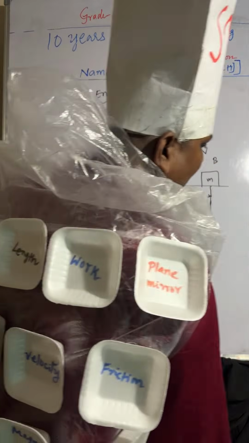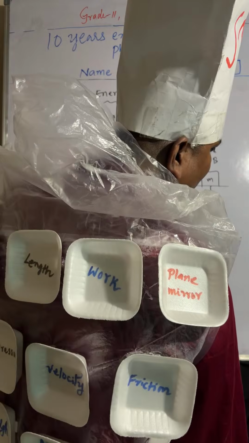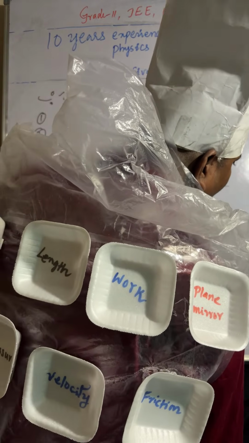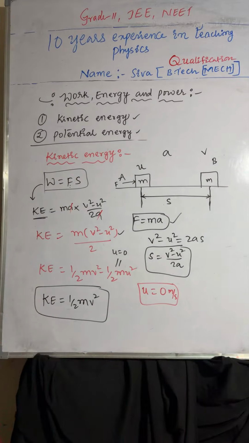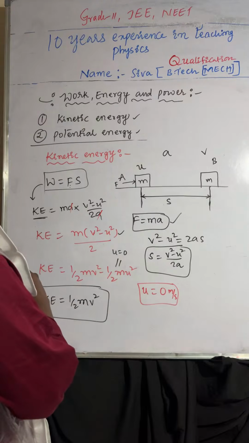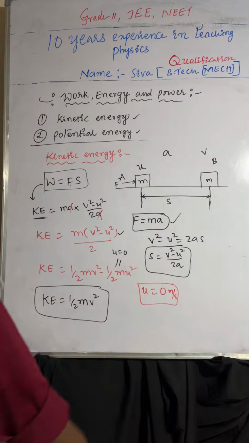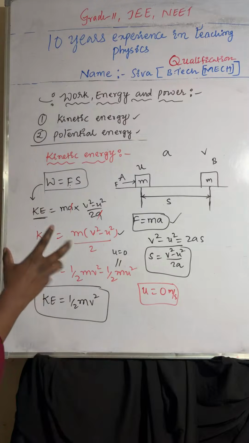I hope it is very clear. Understood or not? So is it clear? Try to understand. If you have any doubts, let me know. Be very clear: K equal to half mv square. This is about kinetic energy.